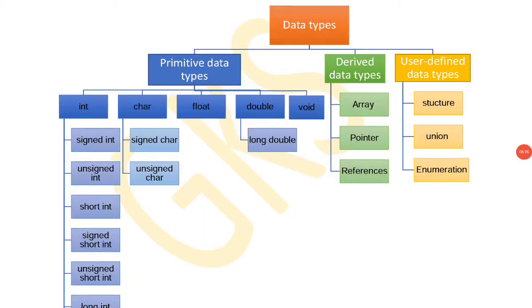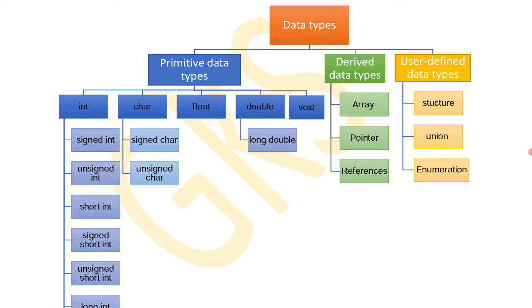So, data types are three types: primitive data type or primary data type, derived data type, and the third one is user defined data type. Primitive data types are generally also called main data types or primary data types. Why? Because primary means from these data types only, the remaining data types like derived data types and user defined data types are formed. So, what are primary data types? Primary data types are int, char, float, double, void.